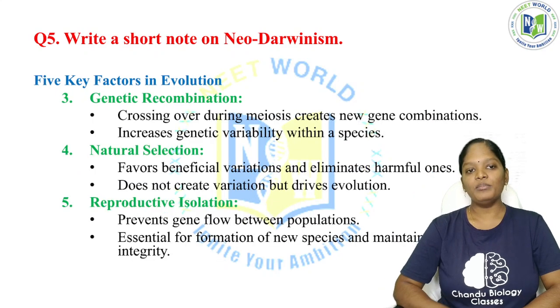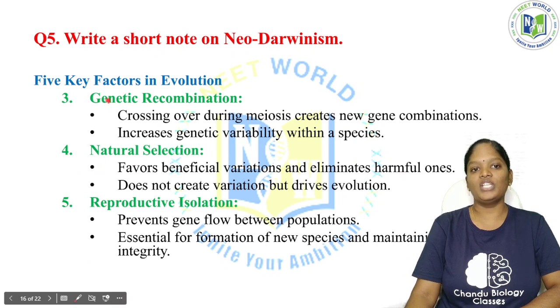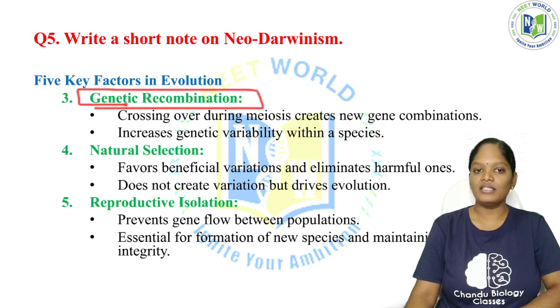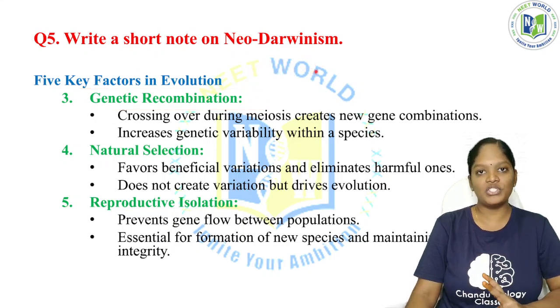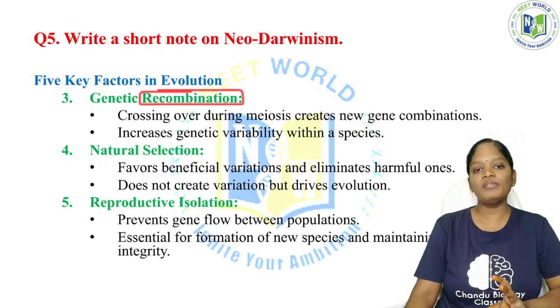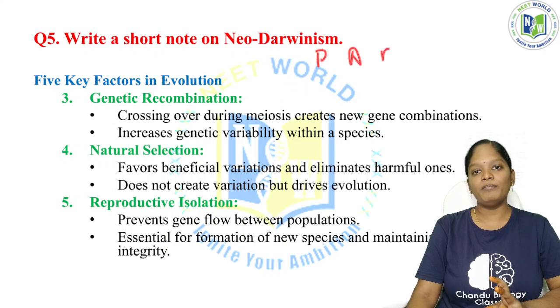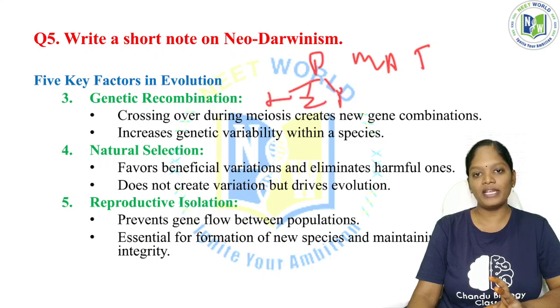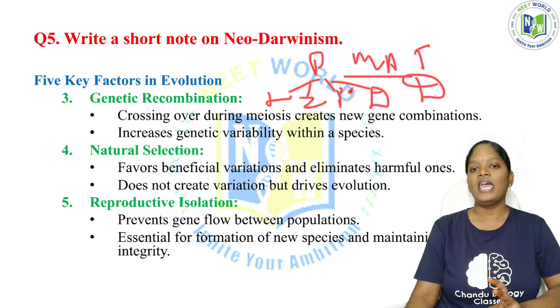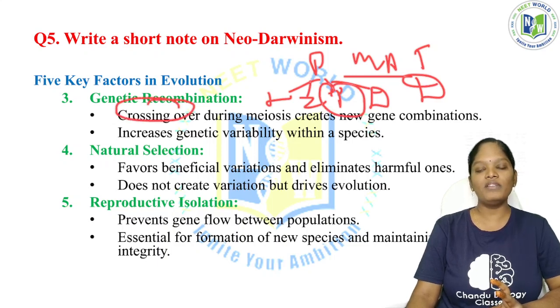Okay, now the third important thing will be the genetic recombination. Genetic recombination in the sense, it will occur in the meiosis. We are having 2 different types of cell division, meiosis and mitosis. Here the recombination will occur in the meiosis, and in the meiosis we are having prophase, metaphase, anaphase and telophase. In the prophase we are having leptotene, zygotene, pachytene, diplotene and diakinesis. And in the pachytene stage, this crossing over will be taking place.